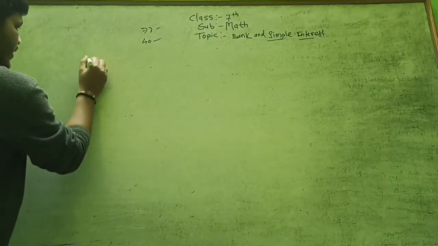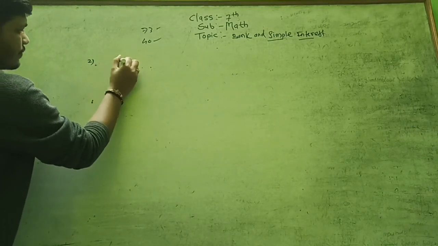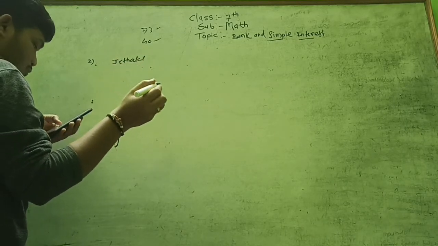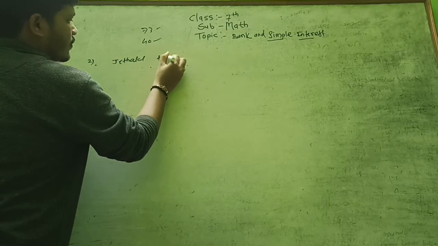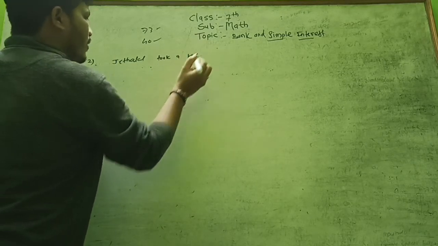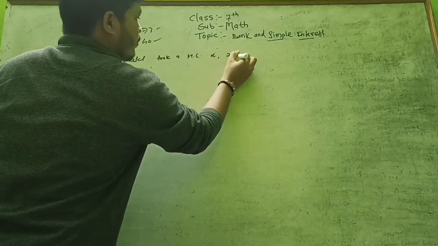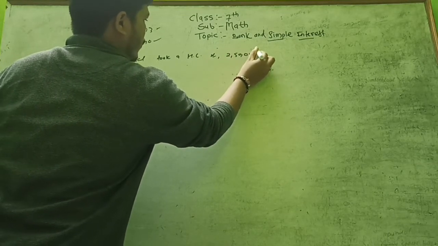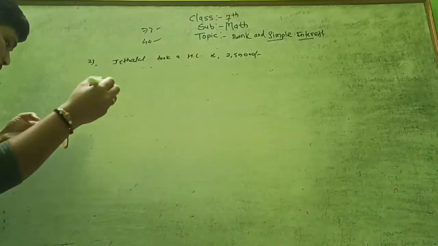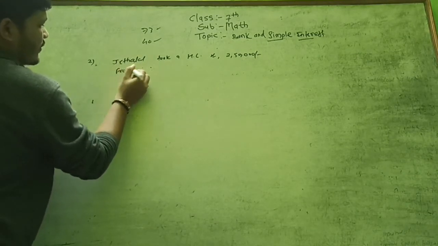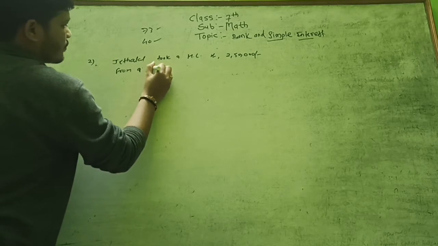Now what is the second problem then? Jethalal took a housing loan of 2,50,000 rupees from a bank. Obviously that's from a bank.